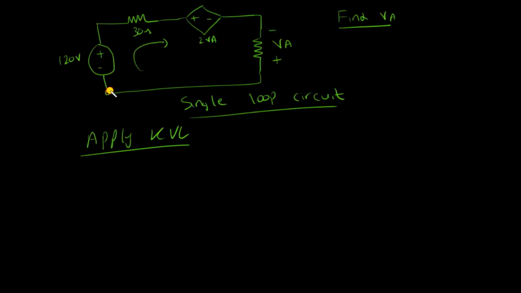I'll start off from this point, and the first sign I encounter is minus, so minus 120. Then because this is a resistor and I'm moving clockwise, this would be plus and this would be minus, so I would write plus V30, the voltage across the 30 ohm resistor.